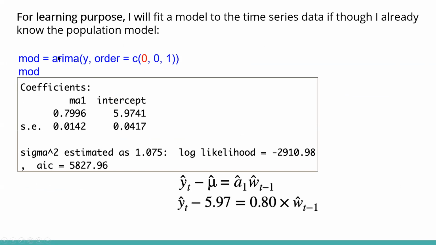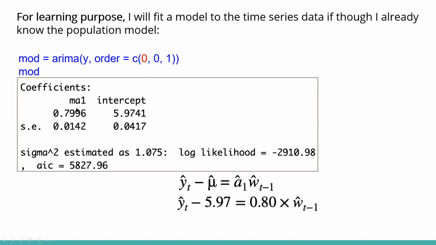Then it means the autoregressive will be 0, the integrated will be 0, and the moving average, because I'm talking about order 1, is going to be 1, so the order is 0, 0, 1. Okay, and this is my data set. When I run that, look at what I'm actually going to get.